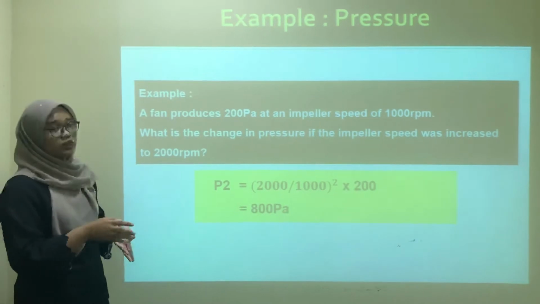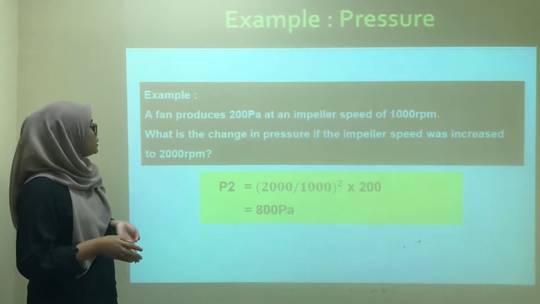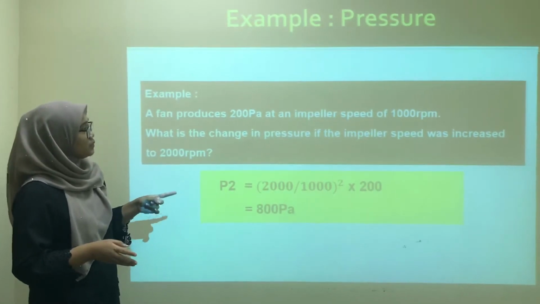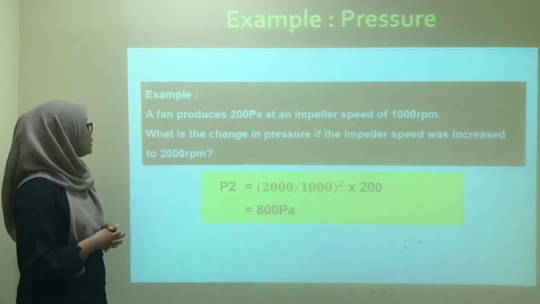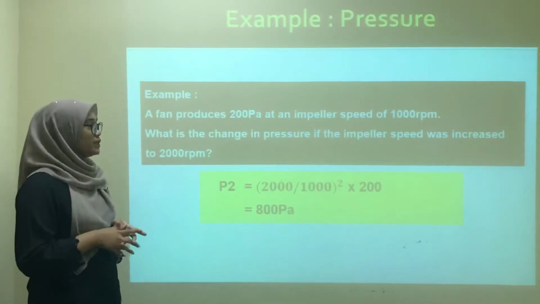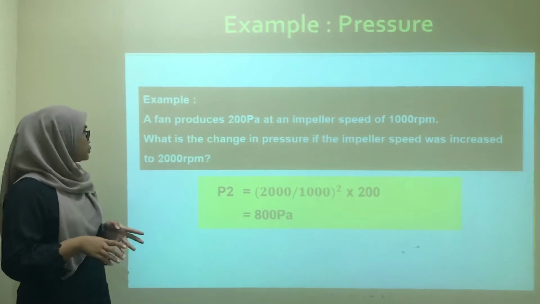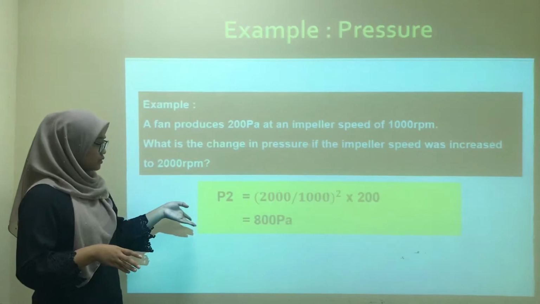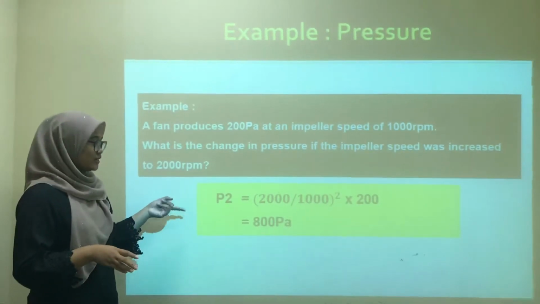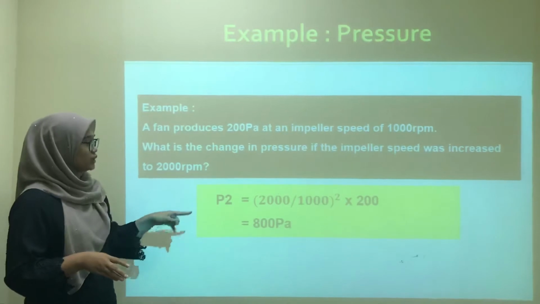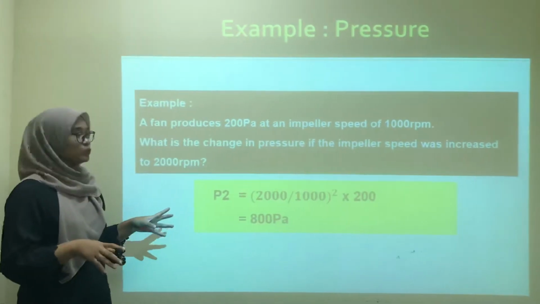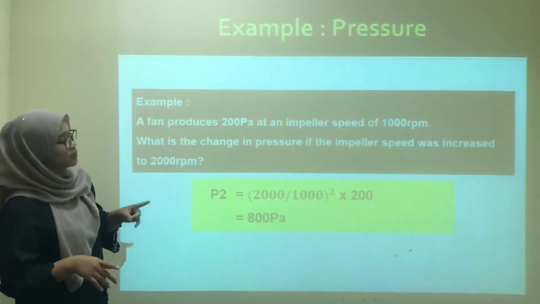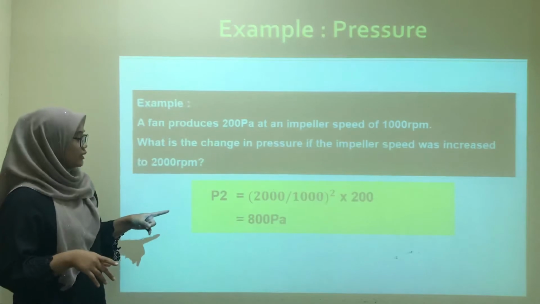This is the example for the pressure. The question: a fan produces 2000 PA at an impeller speed of 1000 RPM. What is the change in the pressure if the impeller speed is increased to 2000 RPM? In this example, P2 equals 2000 over 1000 squared times 200, giving a pressure at an impeller speed of 800 PA.